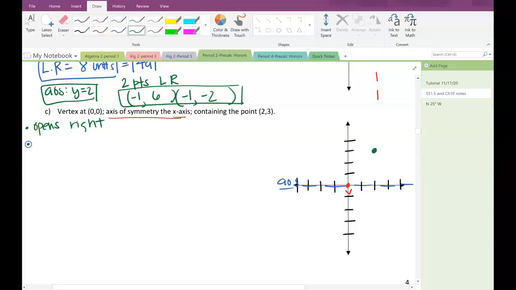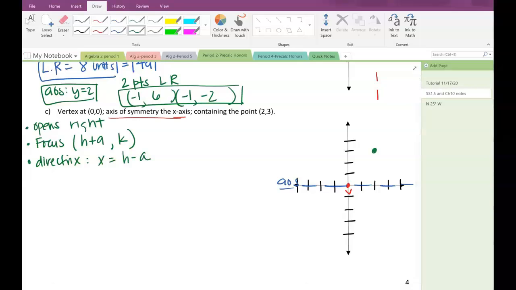Then we know at least if it opens right, the focus is a units from the vertex. So that means whatever h is, we could add a, and k should be the same. Well, what else do we know? We also know the directrix is behind it, right? So the directrix is going to be x equals h minus a. We need to figure out this a value really bad, don't we?